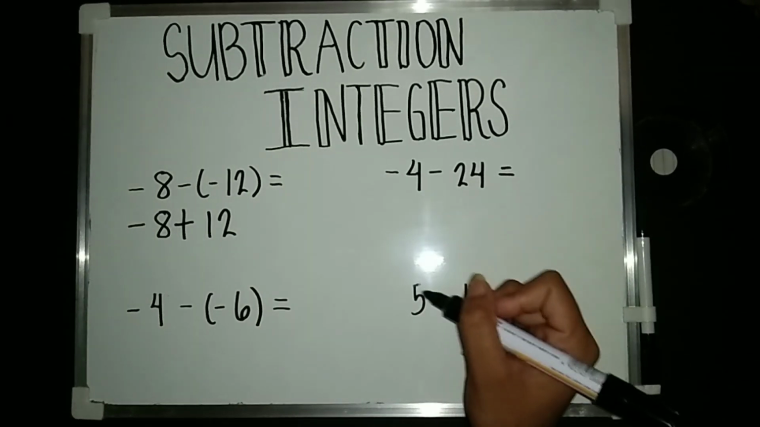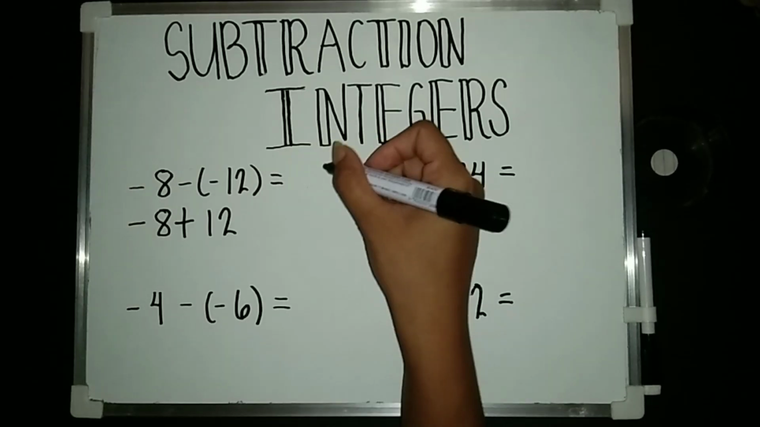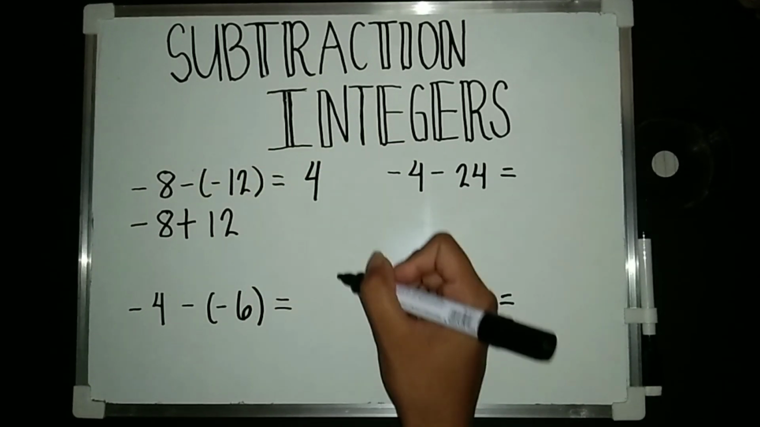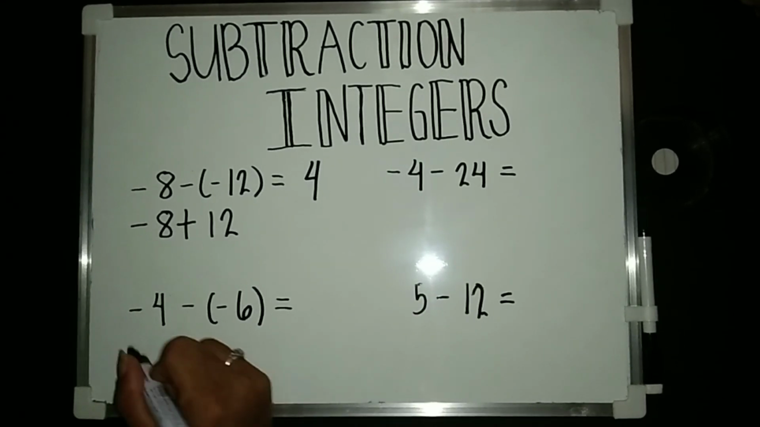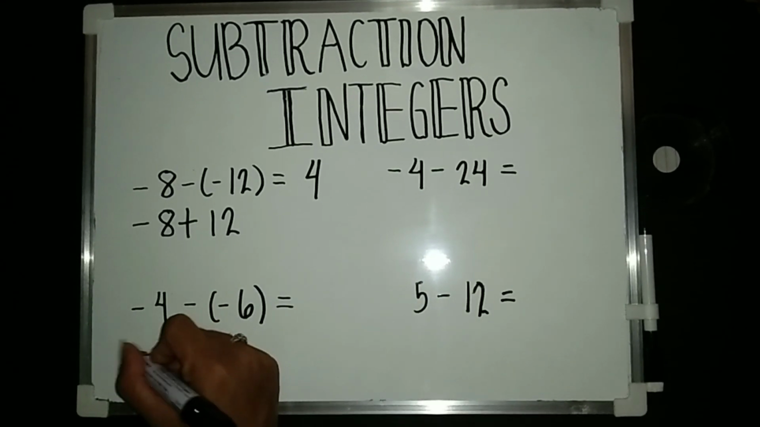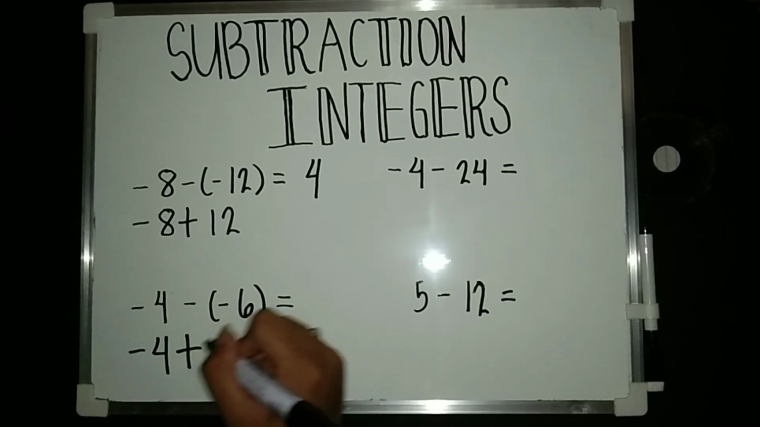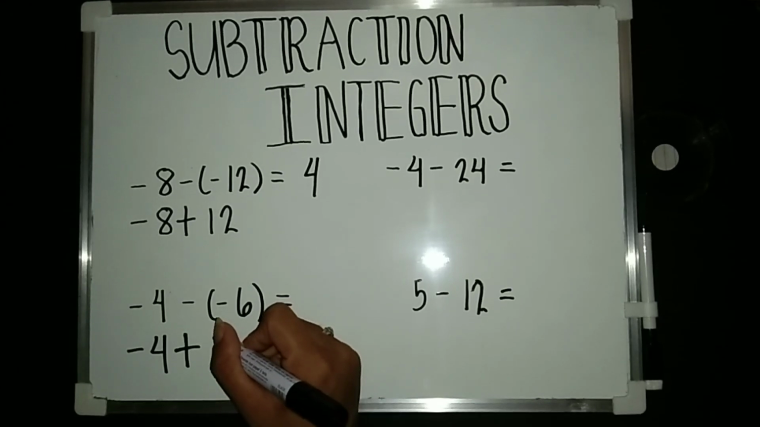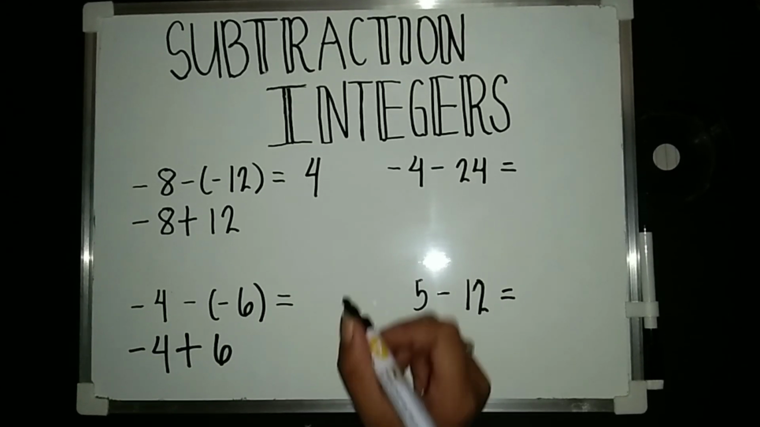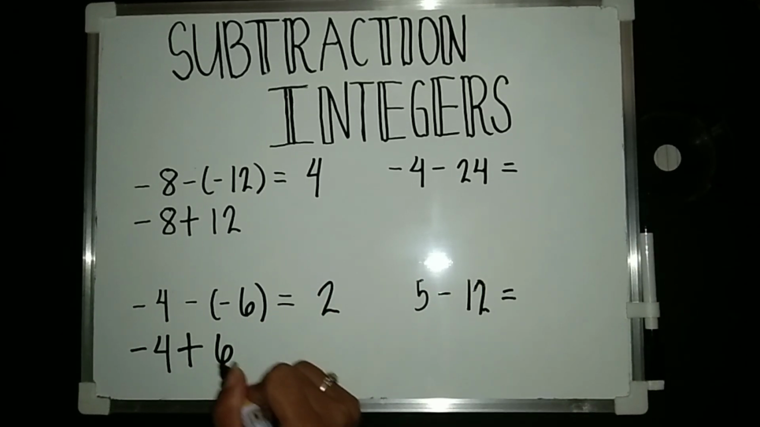So we need to subtract because they have opposite signs. So negative 8 plus 12 is equal to positive 4. Just copy the sign of 12. The next is negative 4 minus negative 6. Just copy the negative 4, change this operation into addition, and then negative 6 becomes positive 6. So negative 4 plus 6 is equal to positive 2. Just copy the sign of the absolute value of 6.